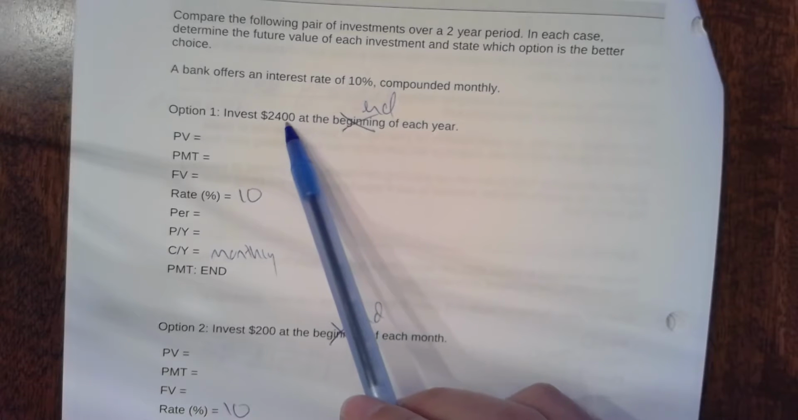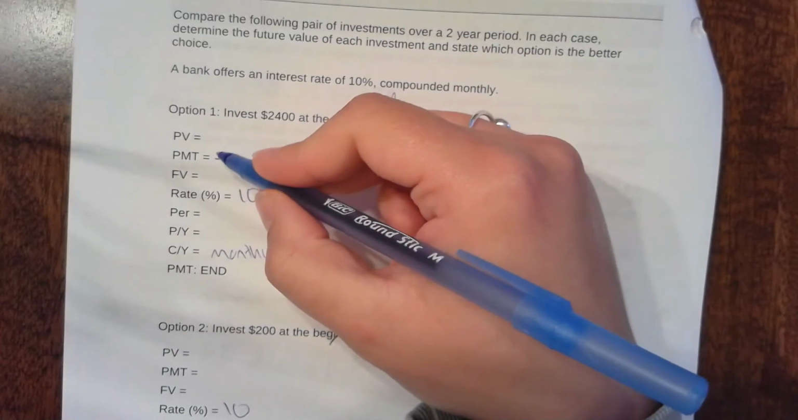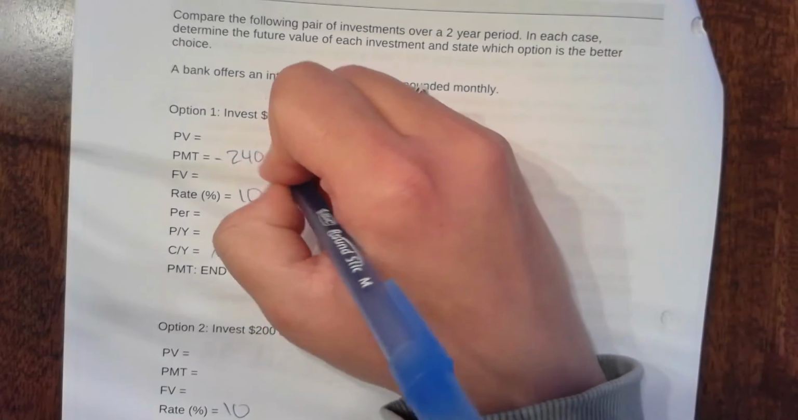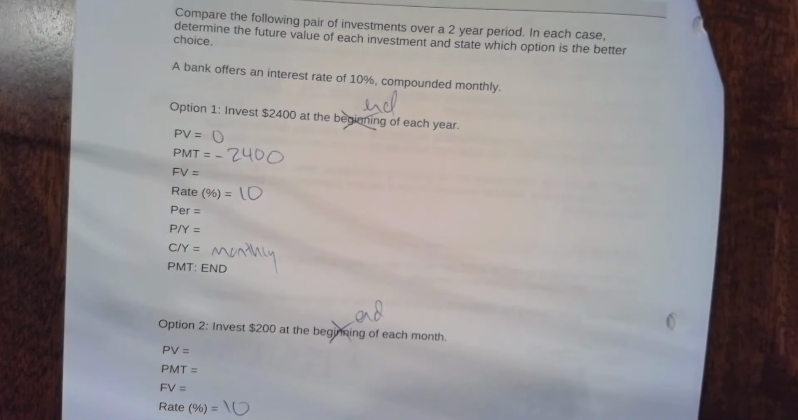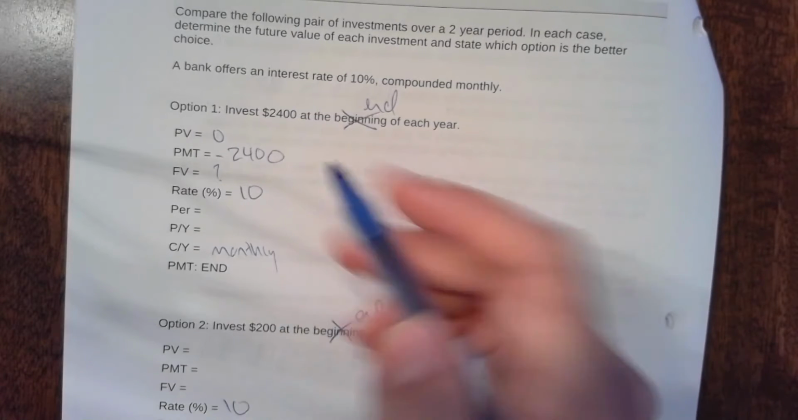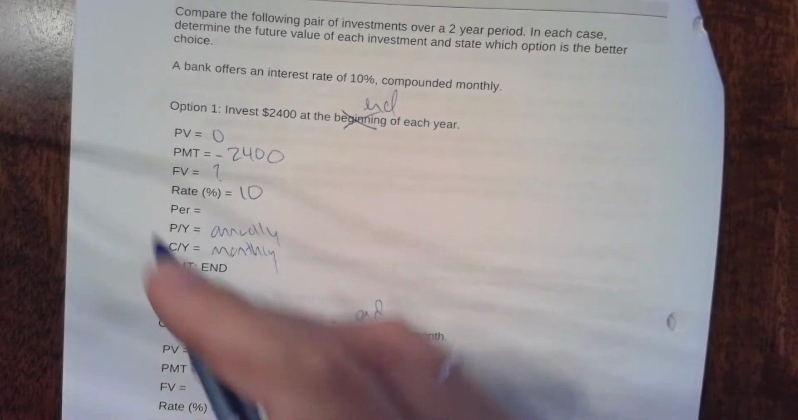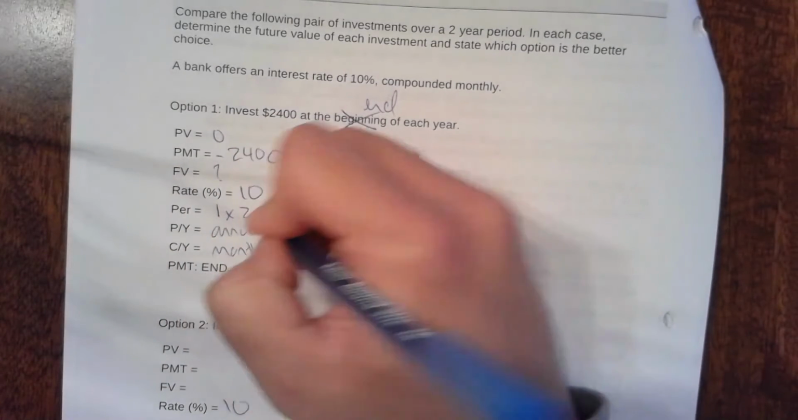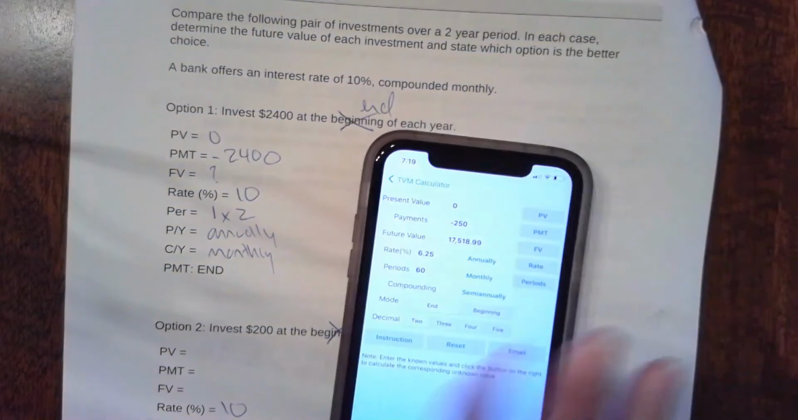So at the end of each year, you're going to invest $2,400. That's going to happen once. So we put it in payment, and it will be negative because that will be coming out of our checking account. Present value is 0 because there wasn't anything in there to begin with. Future value, that's what we want to know. Payments per year, we're doing that once, so that is annually. And periods, annually is 1 time a year for 2 years. All right, let's see what we get here.